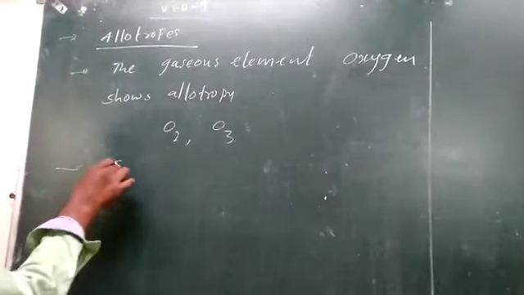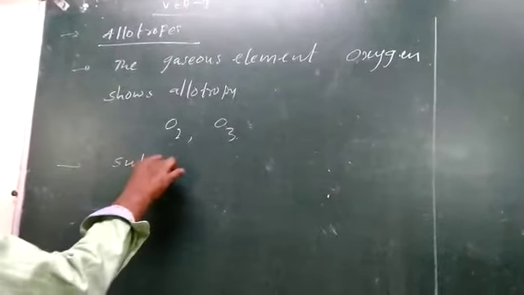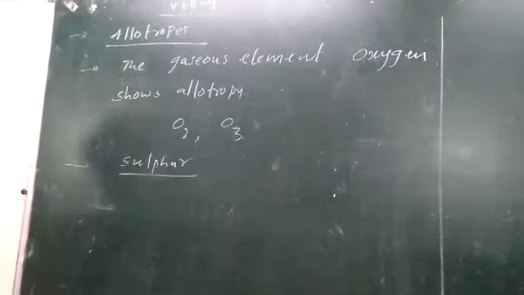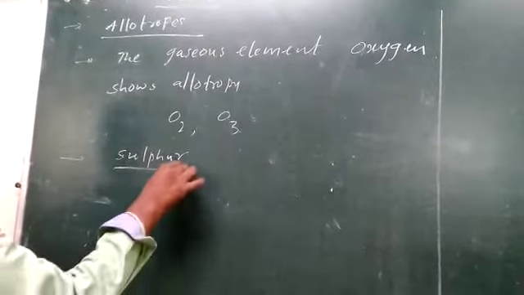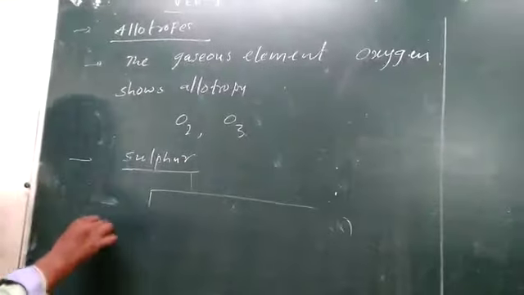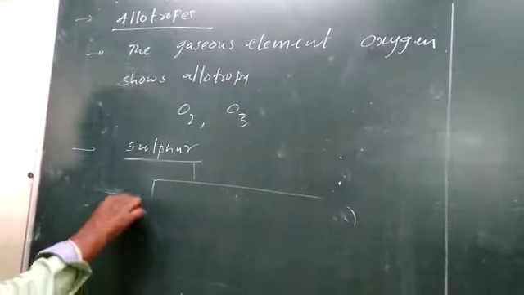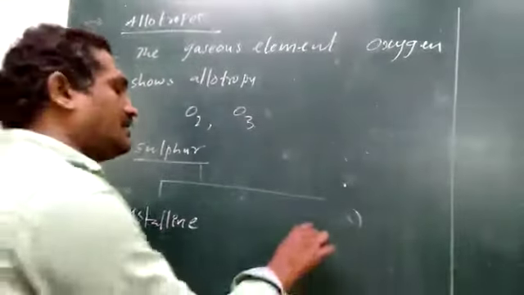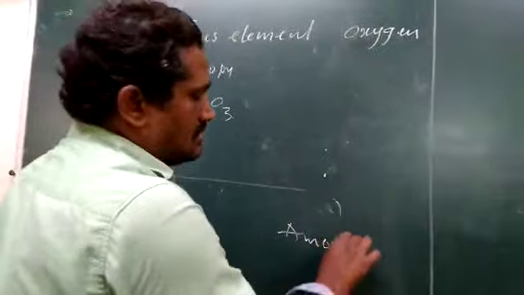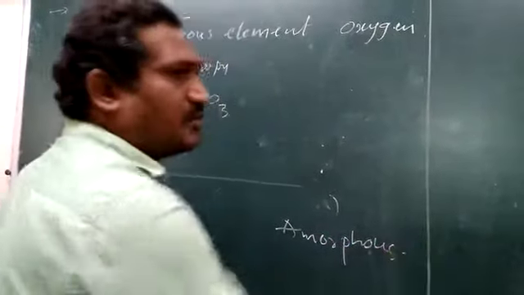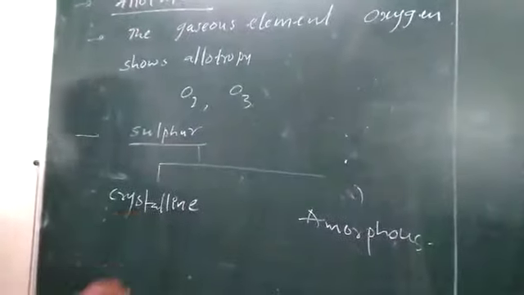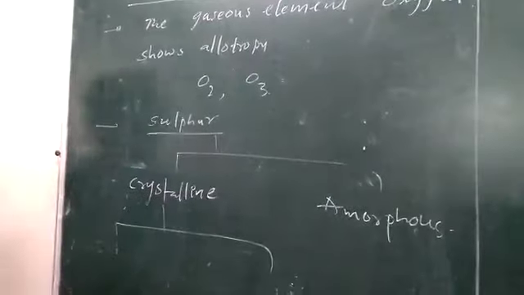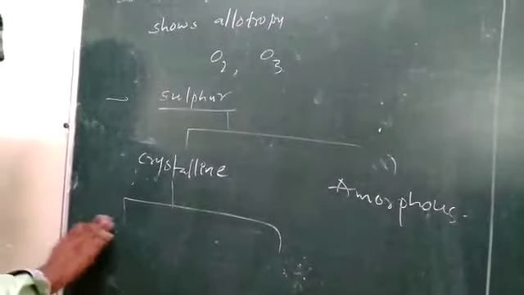And sulfur. Sulfur can show two types of allotropes. One is crystalline form and the other is amorphous, which means powdered form. In crystalline form, generally there are two types, that is monoclinic sulfur and rhombic sulfur.